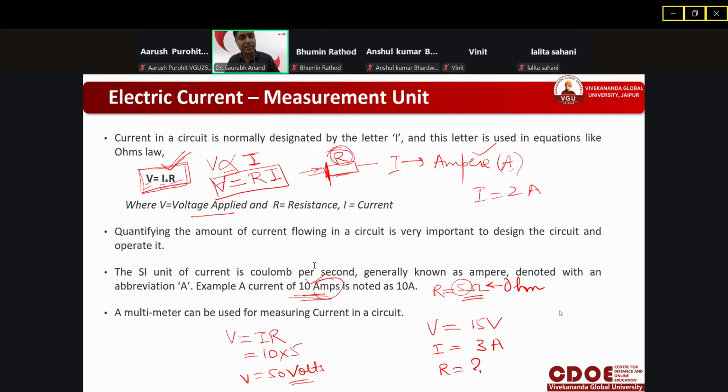We can calculate it. Suppose, I give you one example, the resistor is 3 ohm, and current is, for example, 5 ampere. What will be the voltage drop? 5 into 3, 15 volts. Yeah? So you can calculate anything. Clear?